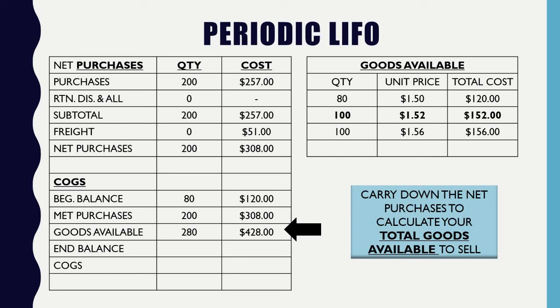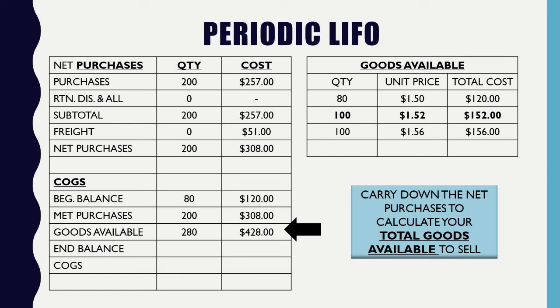Now we have our first batch, which is what I started the beginning with, right? I started with 80. I made 2 purchases of 100 units, okay? One cost me $1.52, and then the second one cost you $1.56. So now I have 3 batches of inventory, technically, okay? And now I need to solve for the rest of my table here, which is figuring out how much is my ending balance and figuring out what my cost of goods sold is.